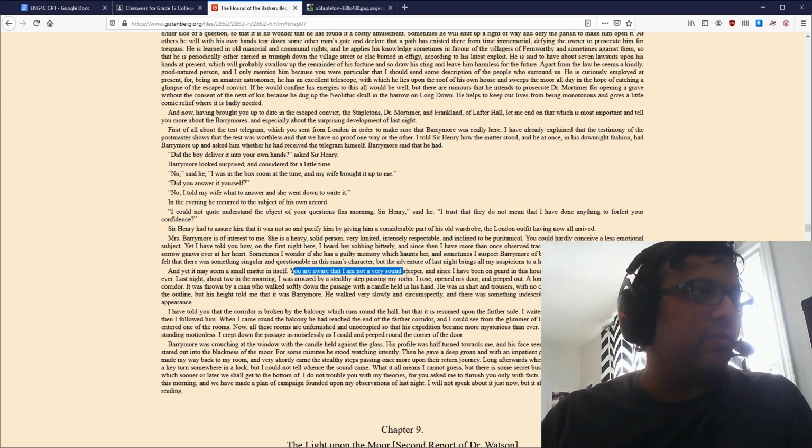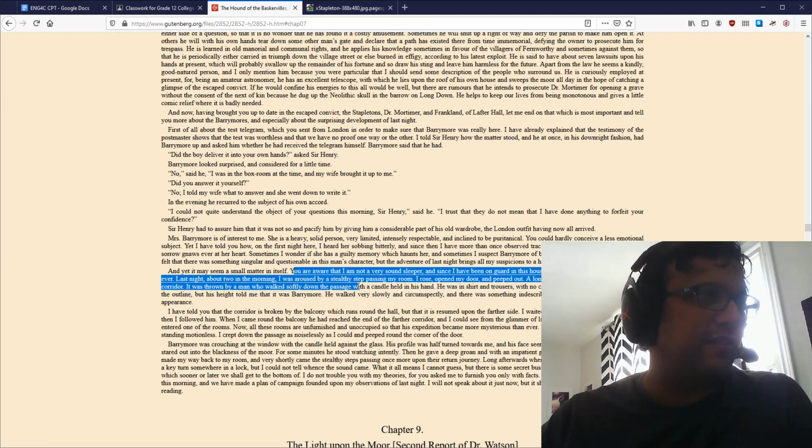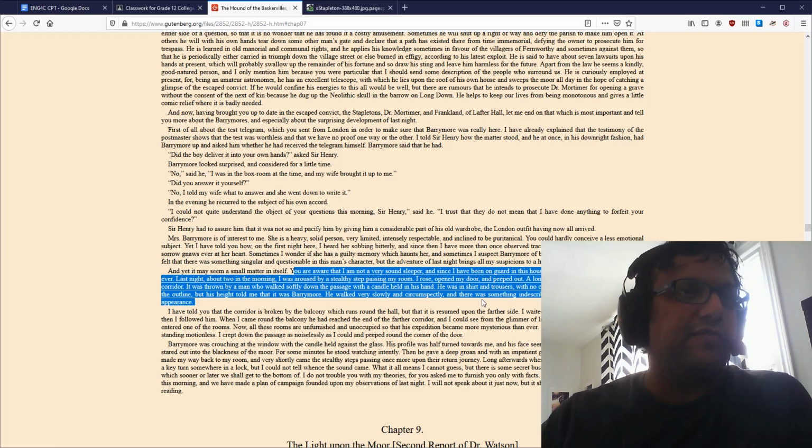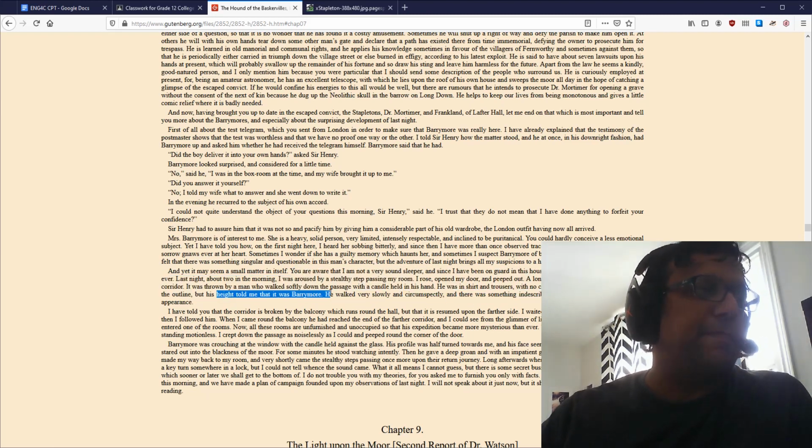Where he says, "You are aware that I am not a very sound sleeper, and since I have been on guard in this house, my slumbers have been lighter than ever. Last night, about 2 in the morning, I was roused by a stealthy step passing my room. I rose, opened my door, and peeped out. A long, black shadow was trailing along the corridor. It was thrown by a man who was walking slowly down the passage with a candle in his hand. He was in shirt and trousers, with no covering to his feet. I could merely see the outline, but his height told me it was Barrymore.